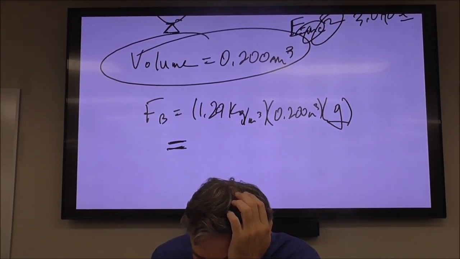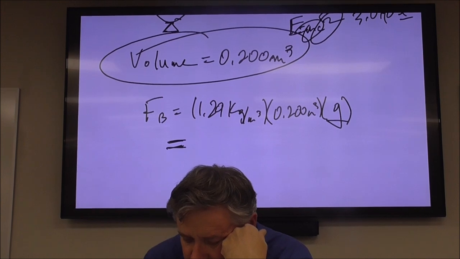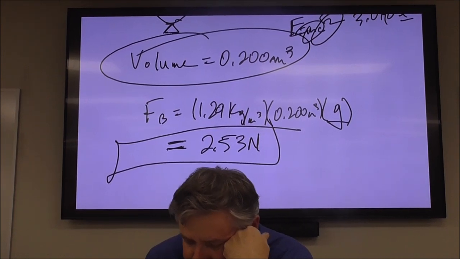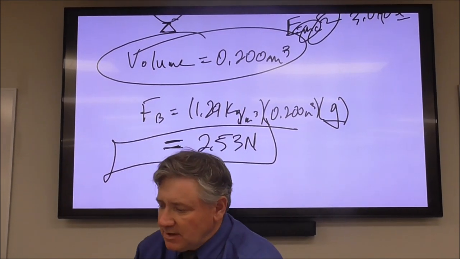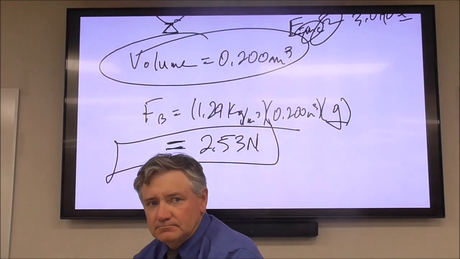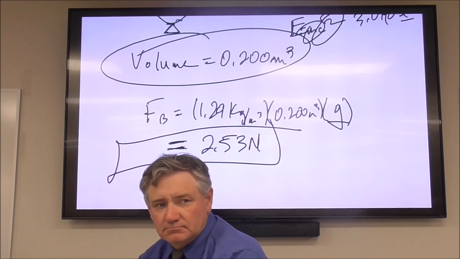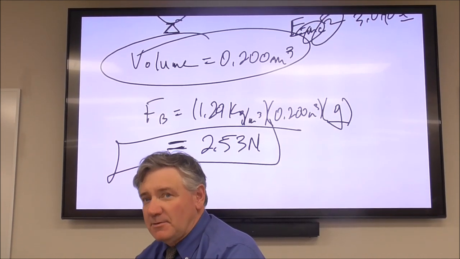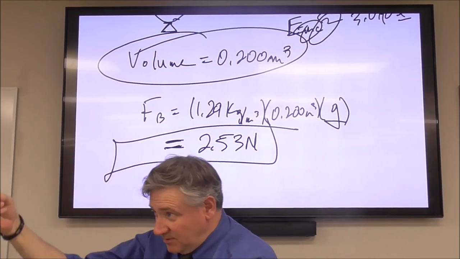Oh, wait. Four something. Yeah, I got 2.53. Okay, so that upward force is 2.53 newtons. So why then isn't it lifting up that 1 kilogram mass? What does a 1 kilogram mass weigh? 9.8 newtons. So I have an upward force of 2.53, but a downward force of 9.8.